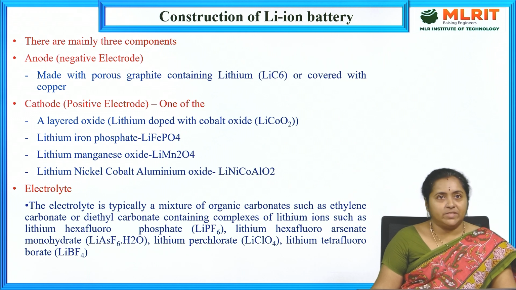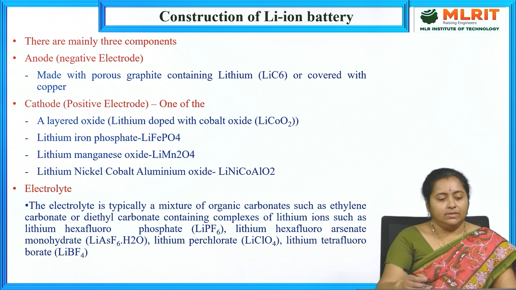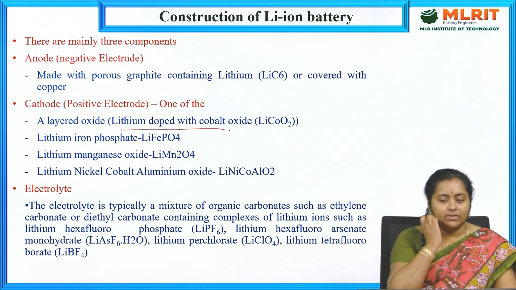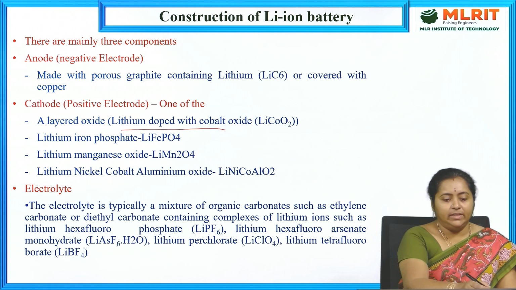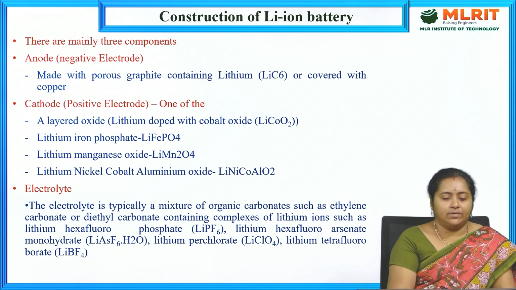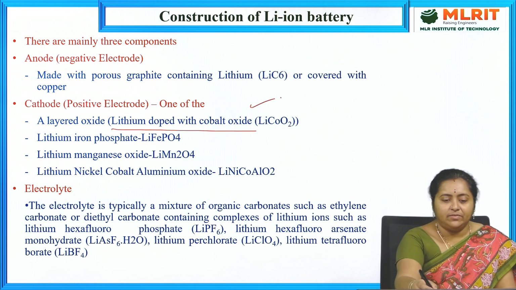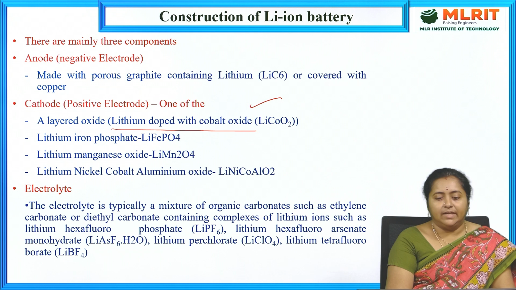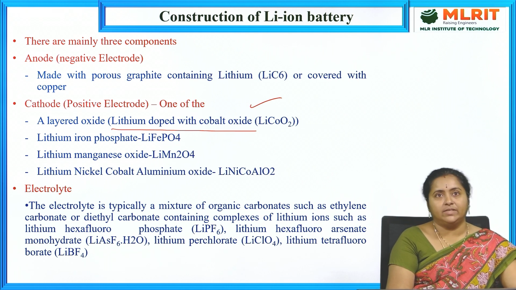Coming to the positive electrode, that is the cathode, any one of these can be used. That means lithium doped with cobalt oxide, that is LiCoO2, or lithium iron phosphate, LiFePO4, lithium manganese oxide, that is LiMn2O4, and then lithium nickel cobalt aluminum oxide. Any one of these four can be used in place of the cathode electrode. In this case, I am going to make use of lithium doped with cobalt oxide, LiCoO2. It plays the role of the cathode, or positive electrode.